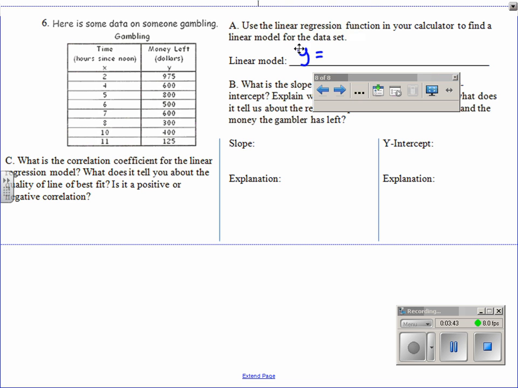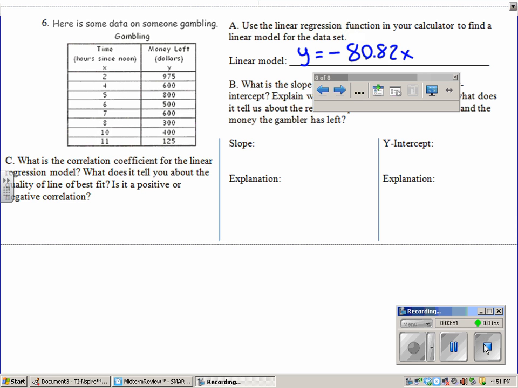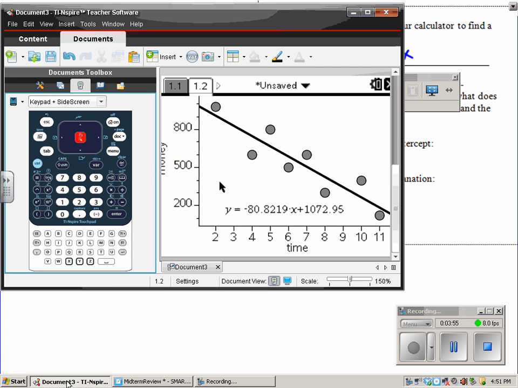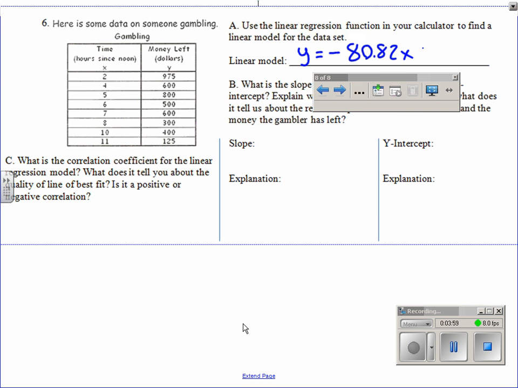Y equals negative 80.82x. I already forgot the number. Good thing I didn't exit out of that. So we want plus 1072.95. So that's our linear model.